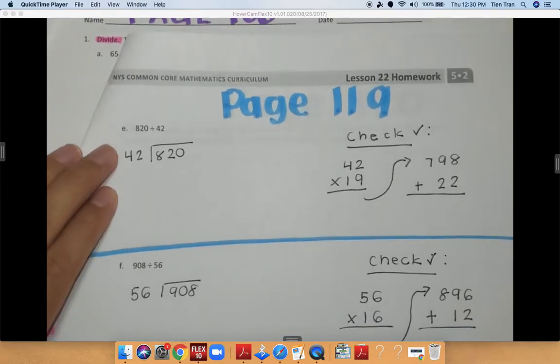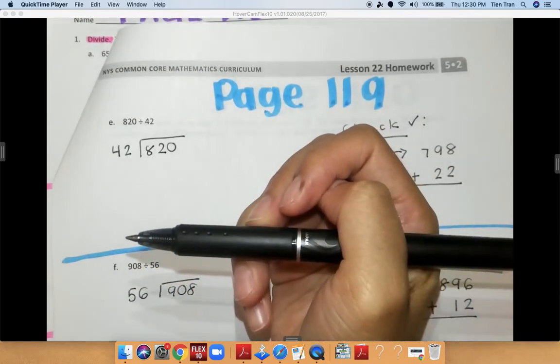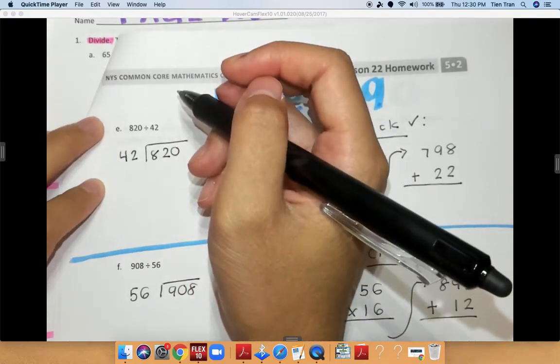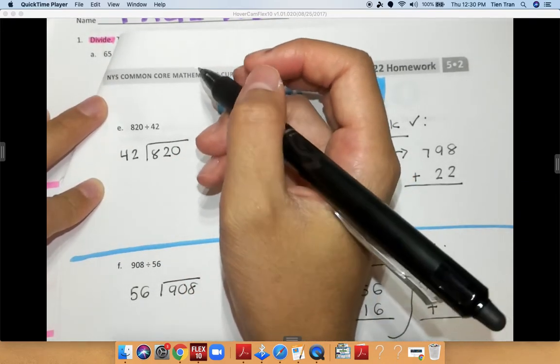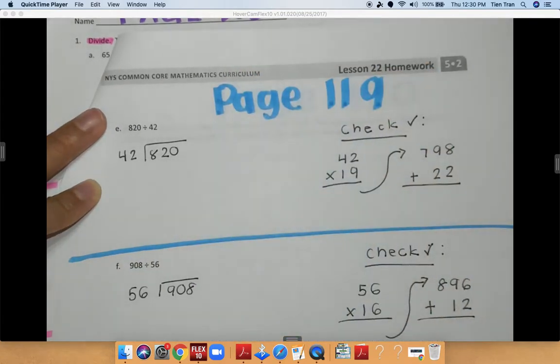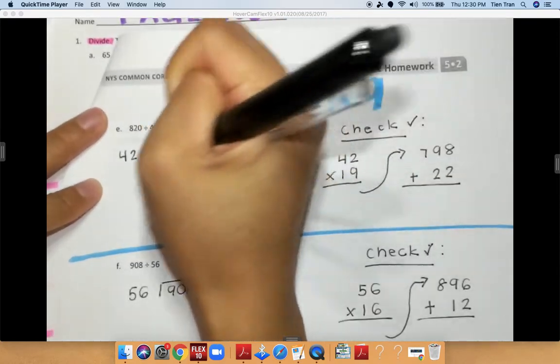Okay, so right here I have 820. How many times can 42 go into 820? I know that 42 can go into, or 40 can go into 82 about 2 times. But it might not be the case if I were to do 2, because 42 times 2 is going to give me a bigger number than 82. So I'm going to try 1.